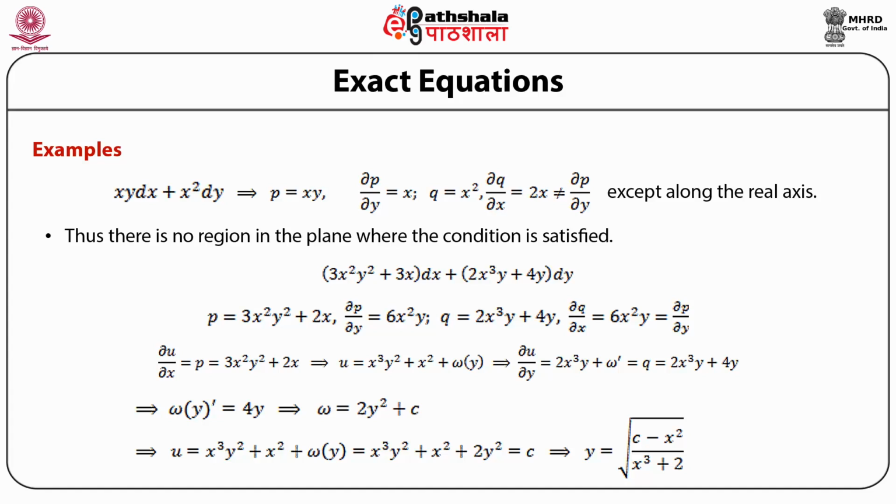In this case, one can solve for y. The solution is y is equal to the square root of (c minus x squared) divided by (x cubed plus 2). The equation is invertible and we get y of x.